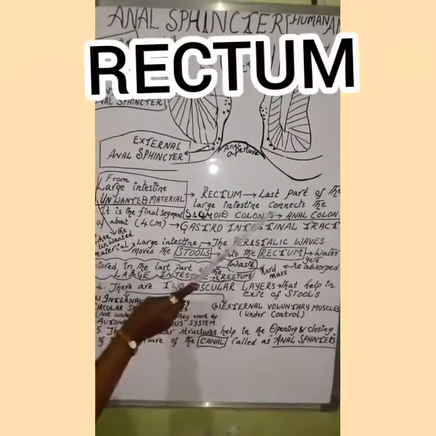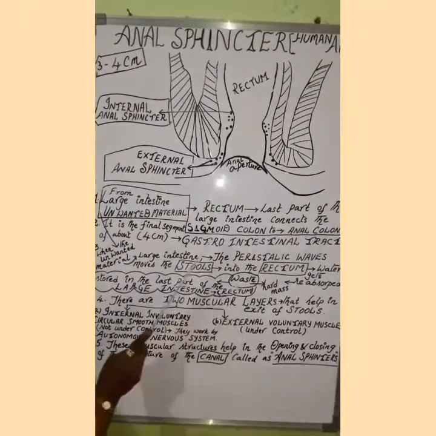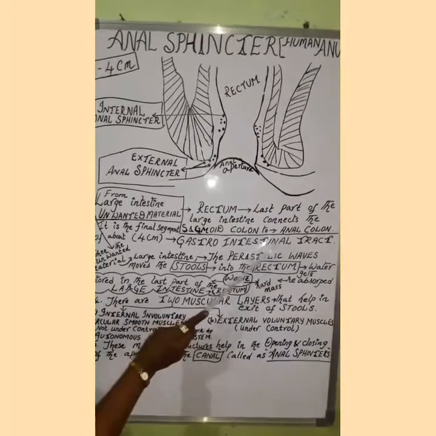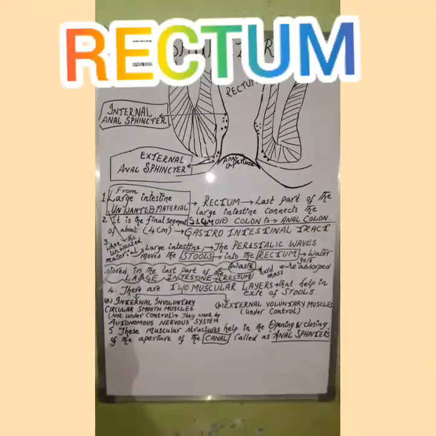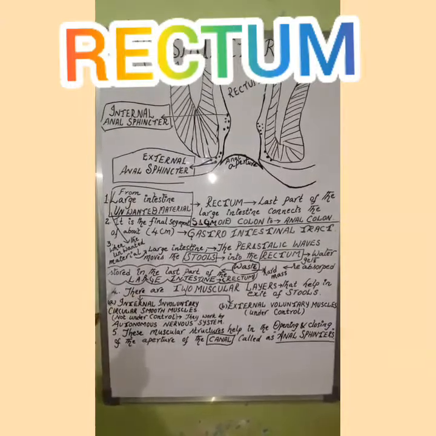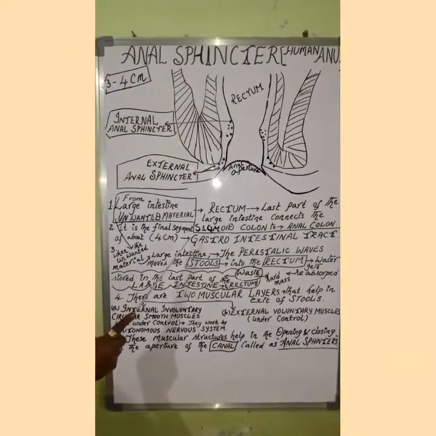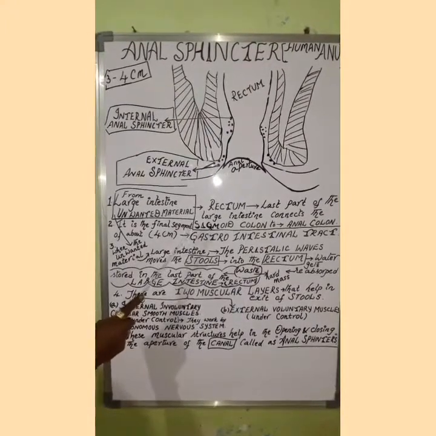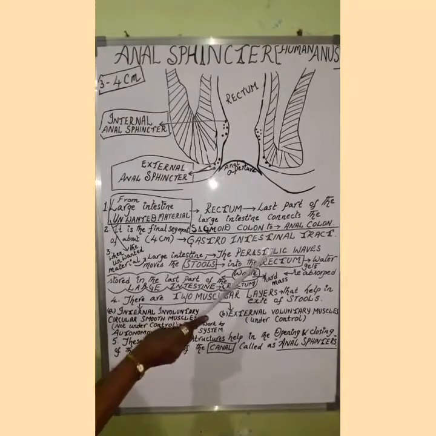The rectum is the last part of the large intestine, which connects the sigmoid colon to the anal canal. It's the final segment, about 4 centimeters, and the last segment of the gastrointestinal tract.